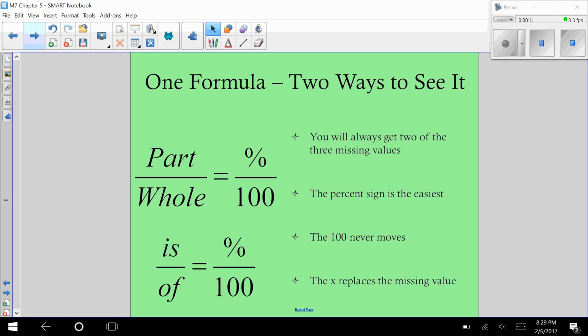So the percent formula, you can see it two different ways. You can think of it as part over whole equals percent over 100, or is over of equals percent over 100. So you'll have a problem that'll say something like 12 is what percent of 24? Is 12, of 24. You'll always get two of the missing three things. The percent sign is obviously always over 100. The 100 never moves, and the x will replace whatever's missing. So you'll just put a variable in whichever place you don't have a number for.